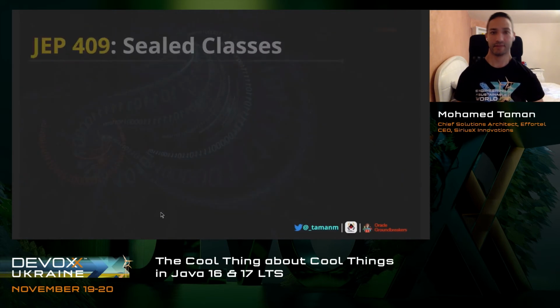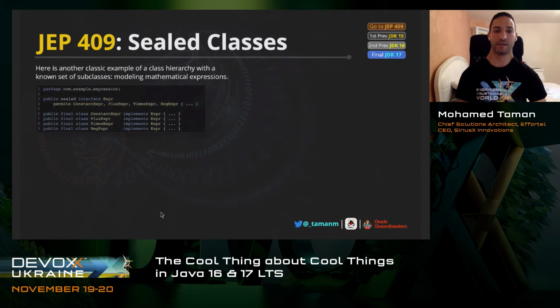So I think that yes, sorry. Sealed classes, I would like to continue that. Since JDK, and this is finalized in JDK 17, by the way, so we have it production ready, and we can use it. See this case, we have interface Expression, and we are permitting ConstantExpression, PlusExpression, TimesExpression, all of this, and I'm declaring all of them as final and public classes.